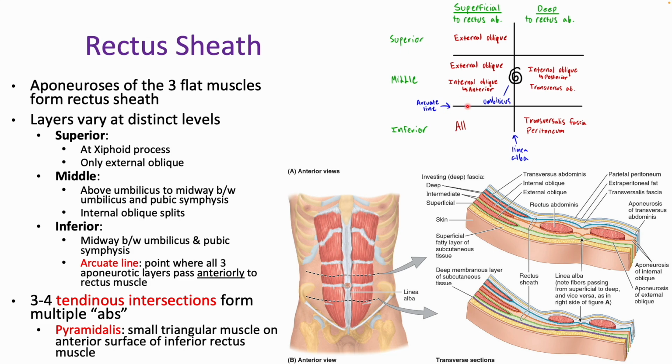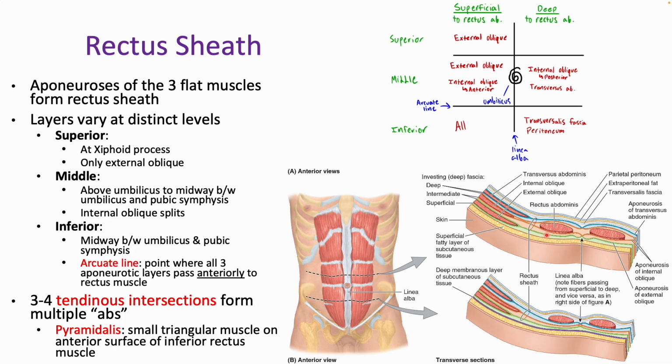Continuing down, we're going to see this really important structure, which is the arcuate line. And we can see that's a little represented right here. And we'll look at that in the future a little more. But the arcuate line is going to be this point where all three of our flat muscles, the aponeurotic layers, are going to pass anteriorly to the rectus muscle. And so we can see in the diagram down here, anteriorly, we're going to have all of them passing in front. And you can see that here, that they're all kind of running in front of it.